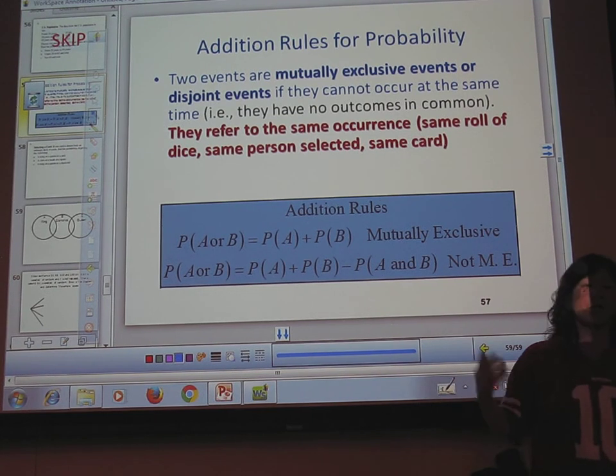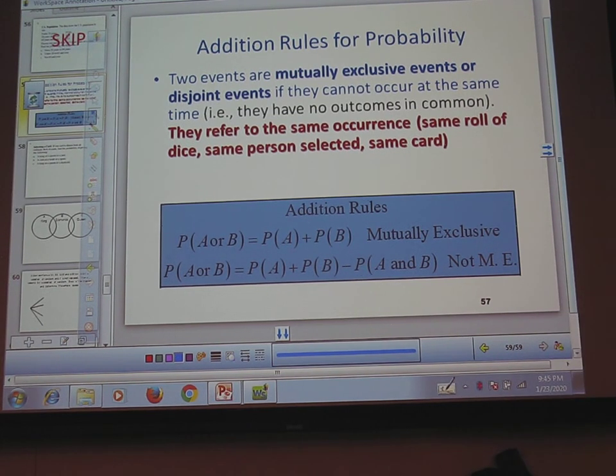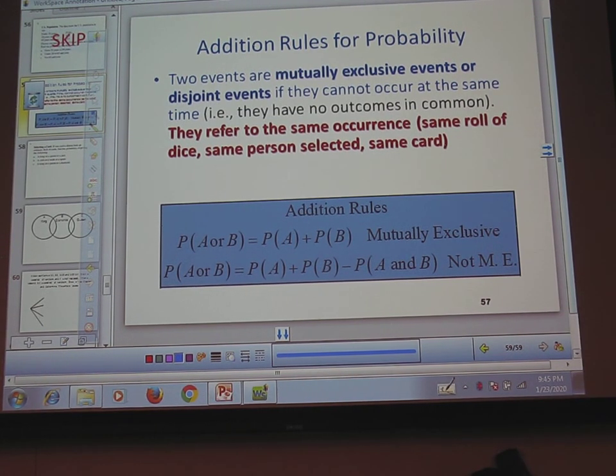Okay, so that is enough. That's everything you need in order to do the homework that's due next Thursday. Have a good week.